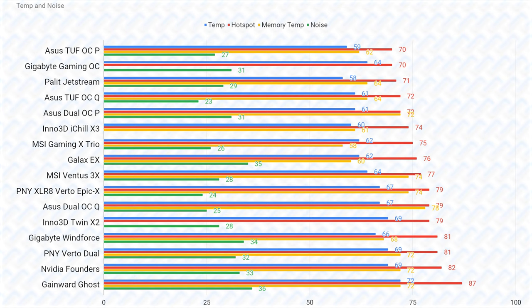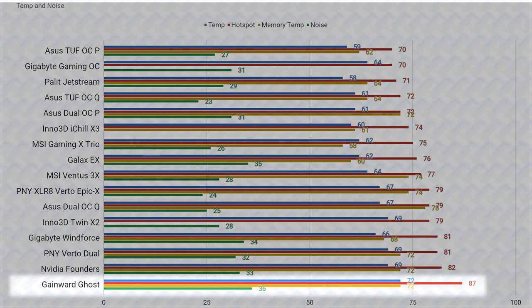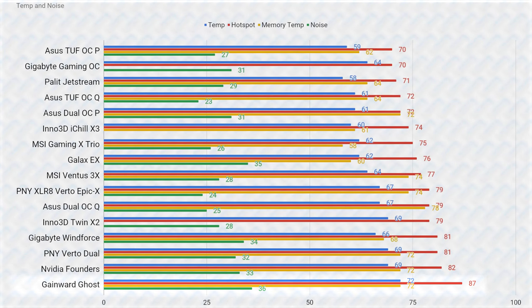Here we can see that the temperatures are never really an issue with any of the RTX 4070s, with the worst GPU temperatures around 70 degrees and hotspot temps in the 80s. Memory temps are also reasonable, since they only have 6 GDDR6 chips for their 192-bit bus.